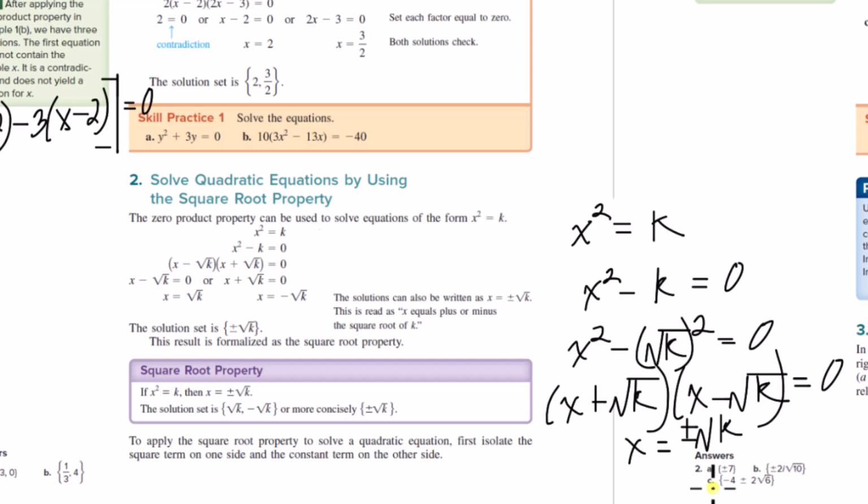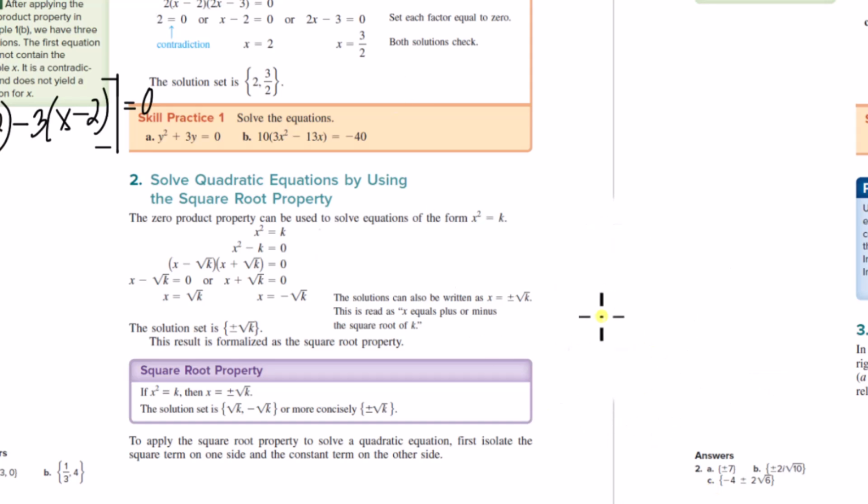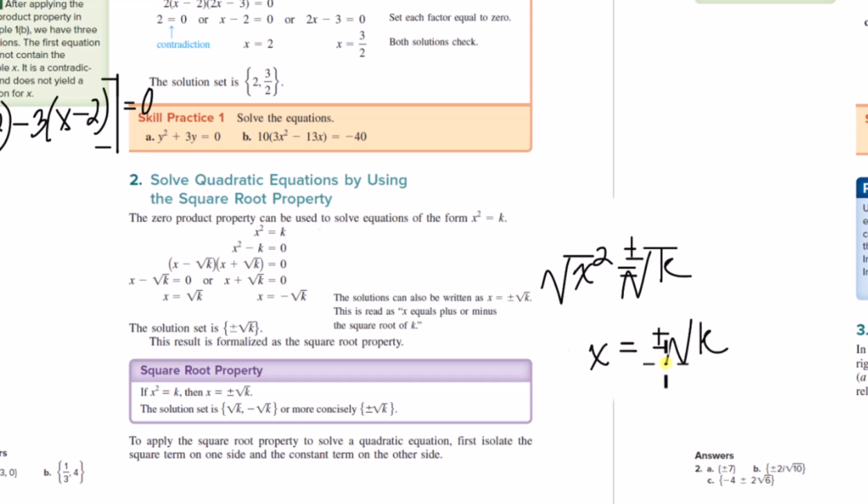And with that, they give the square root property, which all it says is that if you've got x squared is equal to a constant, then the solutions are found by using the square root property. We typically do this: you take the principal square root of both sides and you put a plus or minus, and you get x is equal to plus or minus the principal square root of that constant. That's the square root property. If you have x squared is equal to a constant, the solutions are plus or minus the principal square root of that constant.